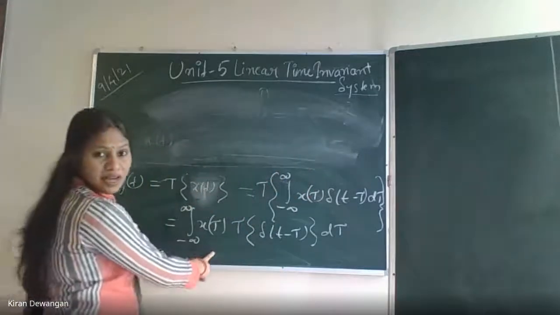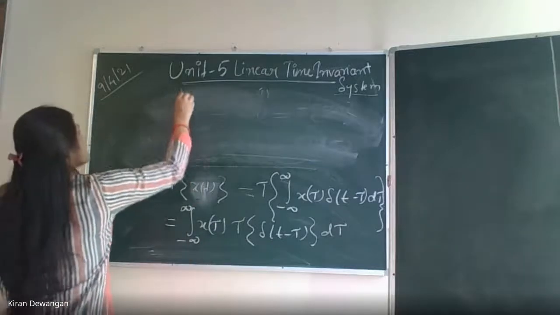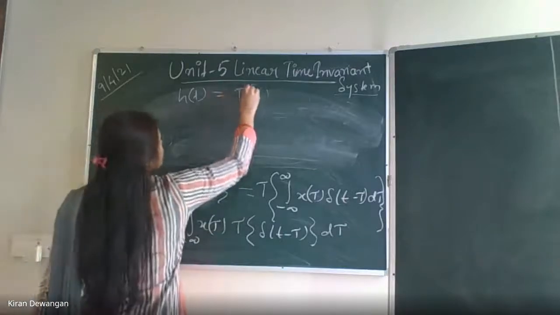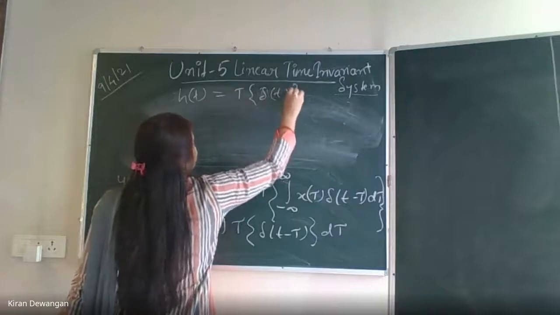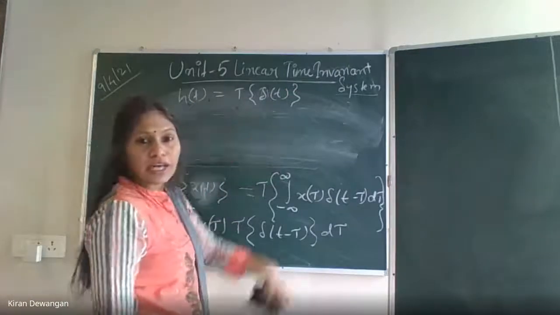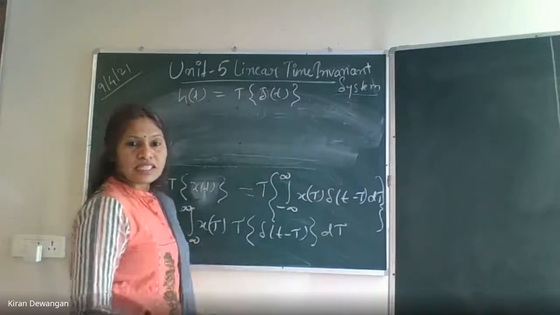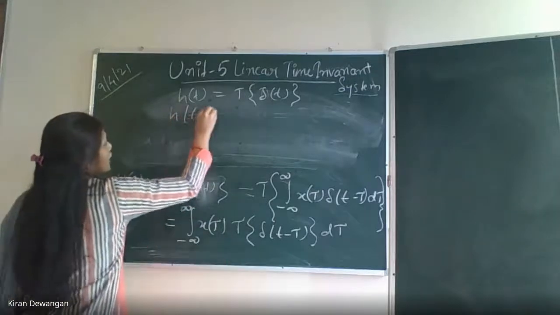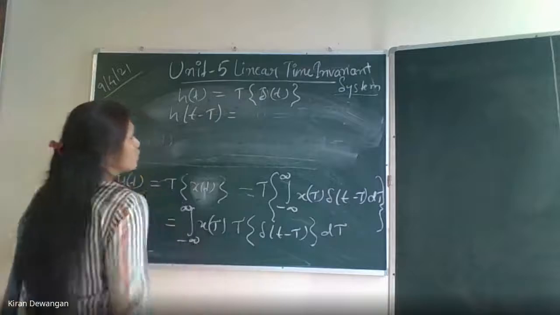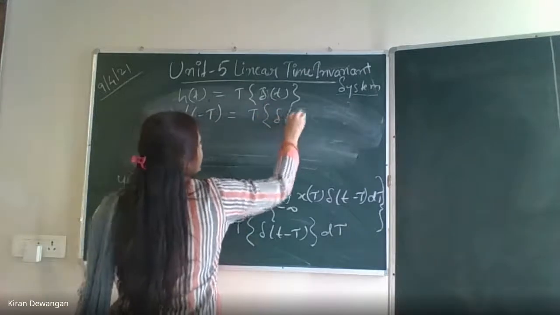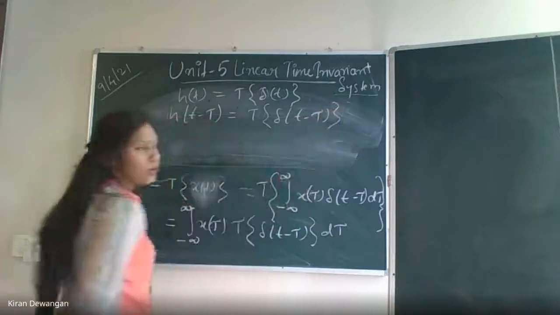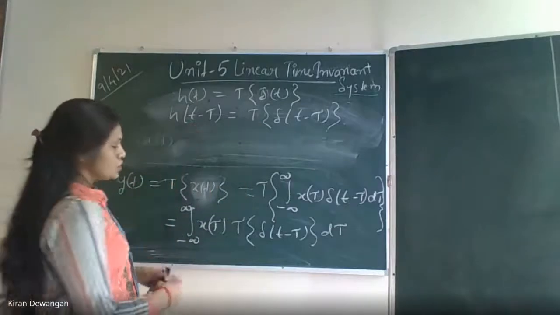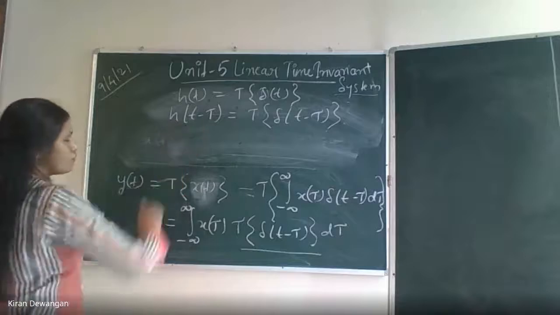Now after this, if I take another step, if I am taking h of t, what is it? It is the output when the input is del t, when the transformation is done on del t. h of t is the transformation done on del t. Now since the system is a linear time invariant system, h of t minus tau will be equal to the transformation done on del t minus tau. Whatever is the transformation done on del t minus tau will be h of t minus tau. So this can be replaced by h of t minus tau.